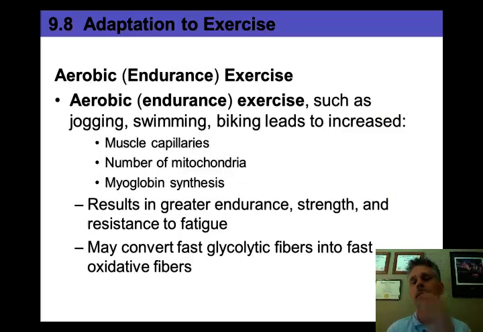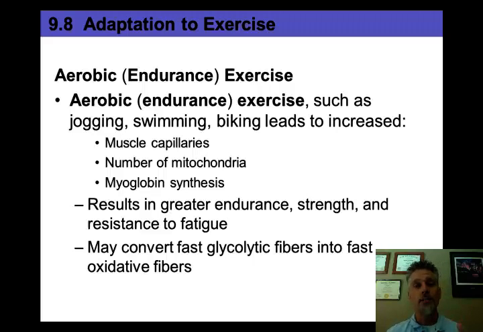Okay, now here's an interesting thing as well. Remember how we talked about these three fiber types? Well, in fact, with conditioning, with training, you can actually change the distribution of the fiber types in your muscles. So with more aerobic exercise, like biking or running or something like that, you're going to get more capillaries growing into the muscles to deliver oxygen. You're going to get more mitochondria to make aerobic production of ATP, and you're going to get more myoglobin storing oxygen in the muscles themselves.